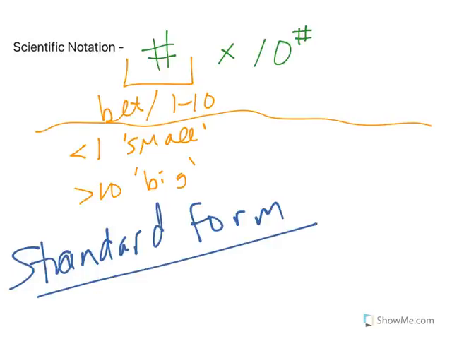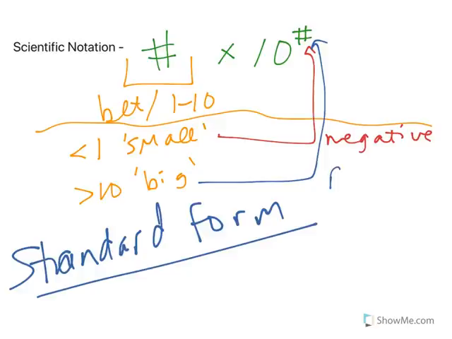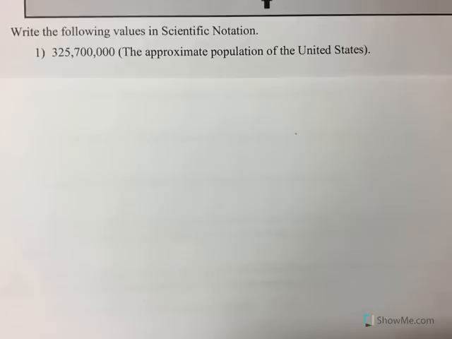So if you have a number that is small, which is less than 1, then this will be a negative exponent. If you have a number that is large, then this exponent will be positive, because we have a big number. But all in all, you're always changing your number so that your front number is between 1 and 10. That is our goal. Okay, now that I've thoroughly confused you, let's actually get into a problem and see what this looks like.